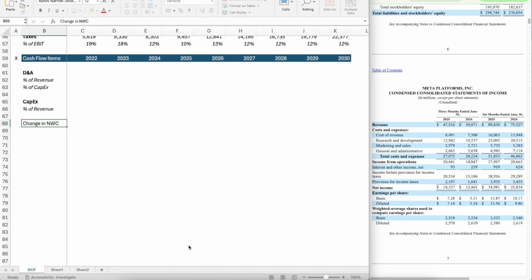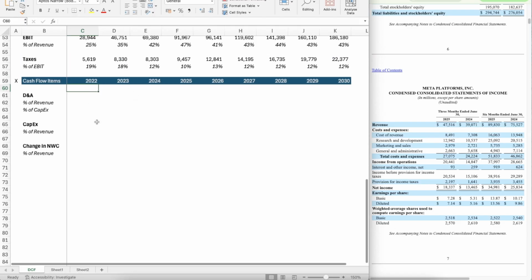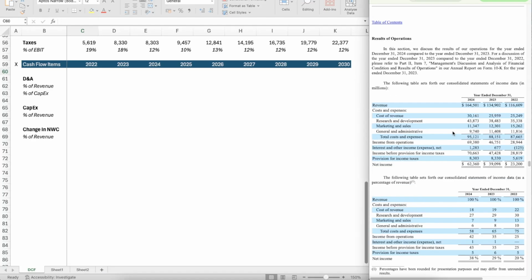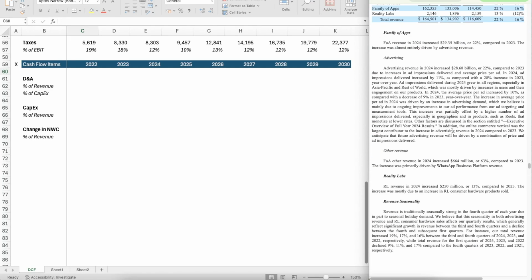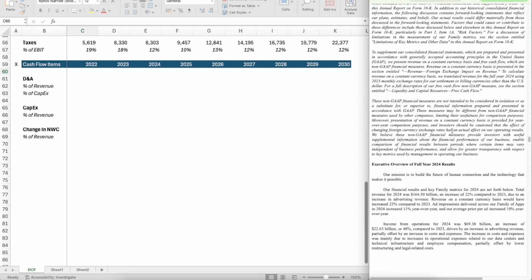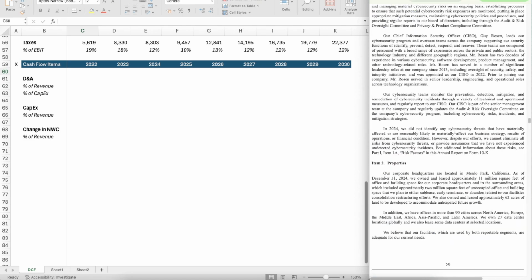This is change in net working capital. And these three, once we have our earnings before interest but after tax, these three are then how we calculate the rest of the unlevered free cash flow. And when we get to that, I'll explain how it works. Here's the income statement, through the cash flow statement.